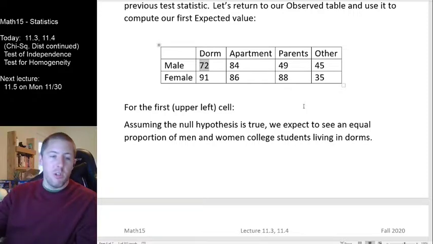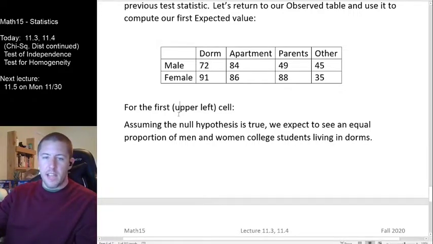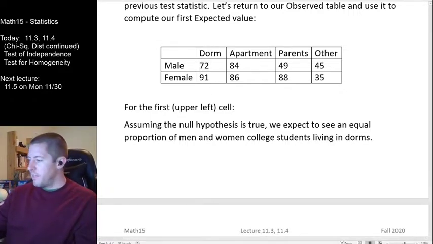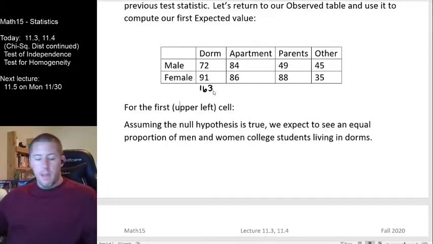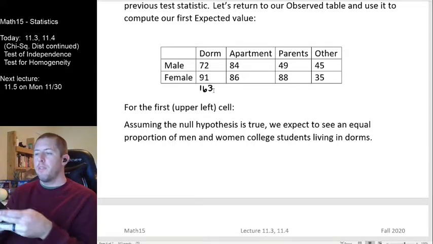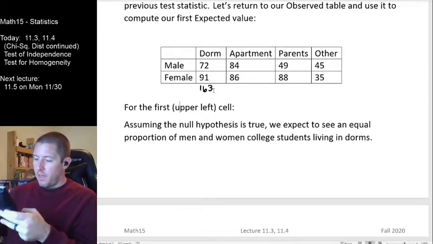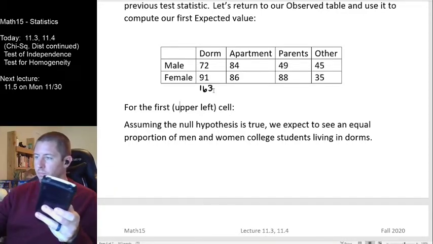I'm just going to get my row total and column total so we can do one of these by hand. I'm going to do this column total right here. It looks like it's 163. I'm going to go to my calculator and get the row total for that one. 72 plus 84 plus 49 plus 45. And that's giving me 250.